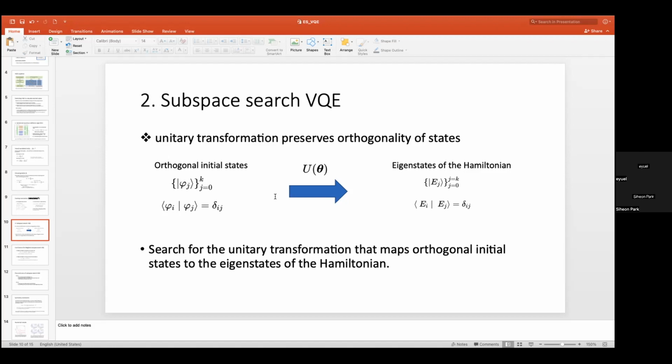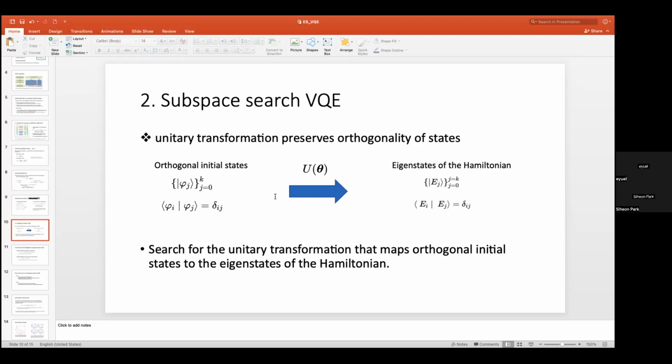Okay, so after I found the unitary, I can find the energy eigenstates, right? Yeah. And then I can find the energy eigenvalues. Yeah, that's right. So can I use them to solve the first problem? I didn't understand what you mean by the second problem, subspace search.